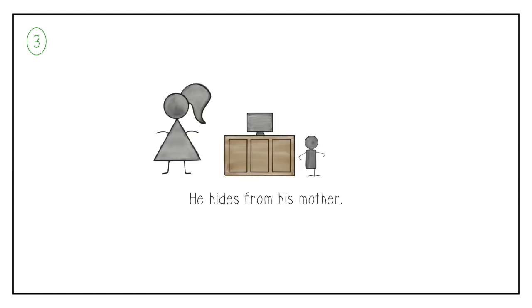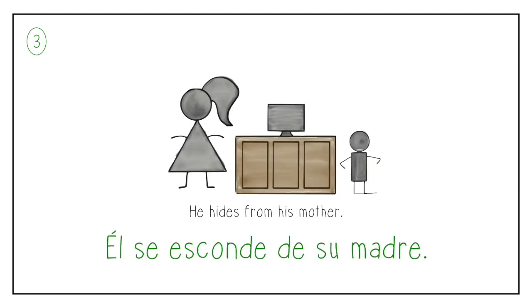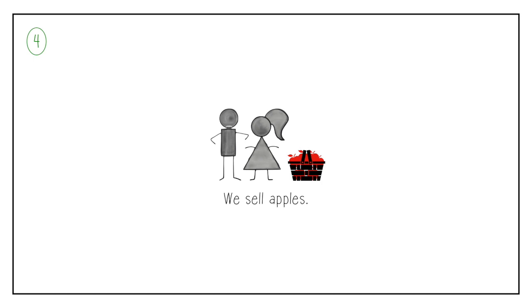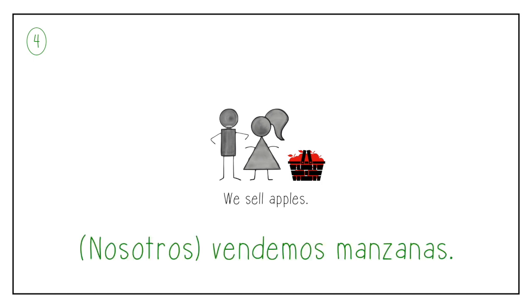Third, he hides from his mother. He is third person singular, so the verb should end in e. The translation would be él se esconde de su madre. Fourth, we sell apples. We is first person plural, so the verb should end in emos. So the translation is nosotros vendemos manzanas.